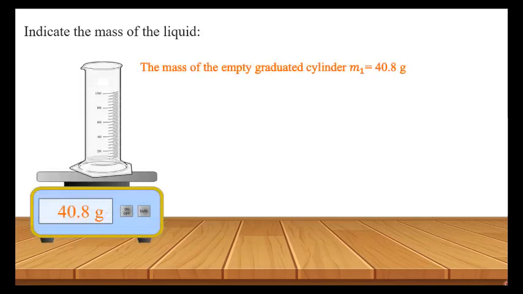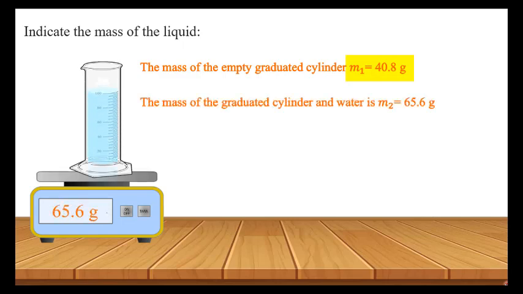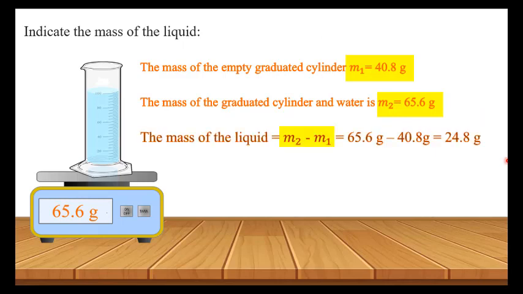Then the values that are obtained are the mass of the empty graduated cylinder M1, that is 40.8 grams, and the mass of the graduated cylinder and water, that is M2, 65.6 grams. Then what would be the mass of the water only? It is the difference between these two values. That is, the mass of the liquid is equal to M2 minus M1, 65.6 grams minus 40.8 grams, that gives 24.8 grams.